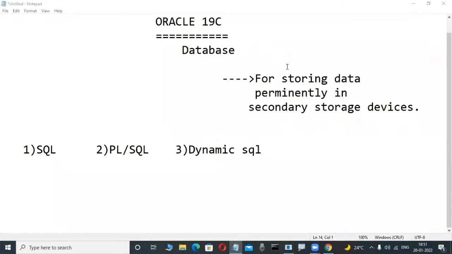Maybe in all batches they are sending videos or anything. In this batch also they are giving, I think.